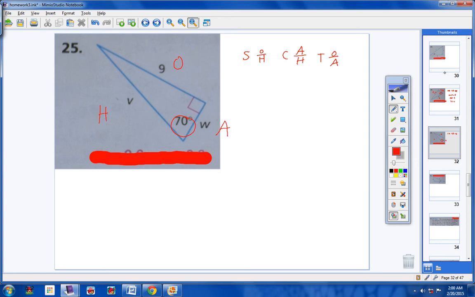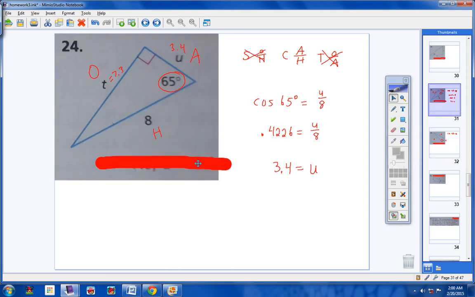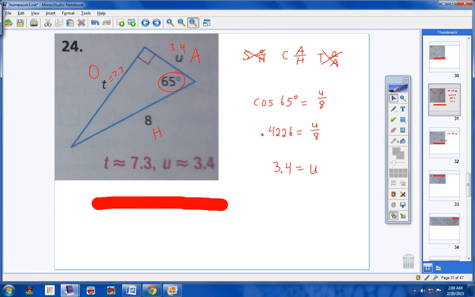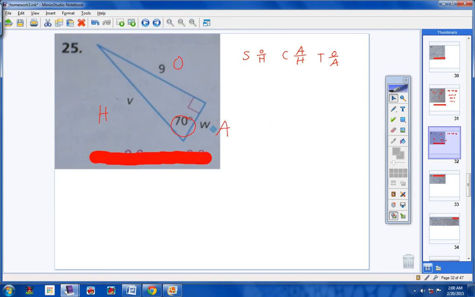Now, if you'll look, guys, I should have uncovered these answers so y'all can see the correct answers. What side do we know? Do we know the length of the hypotenuse? No. Do we know the length of the adjacent side? No. Do we know the length of the opposite side? Yes. So you want to use the trig functions that have opposite. You don't want to use the one that doesn't. So here we go. The sine of 70 degrees equals opposite over hypotenuse, 9 over phi.